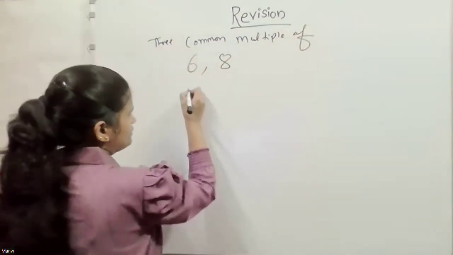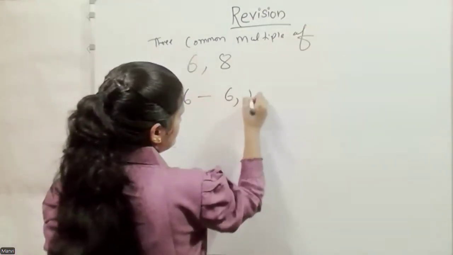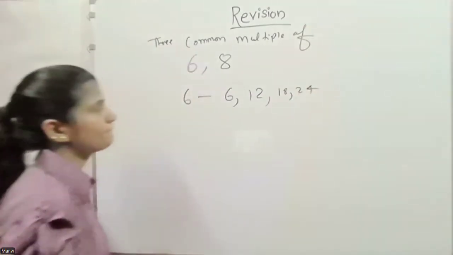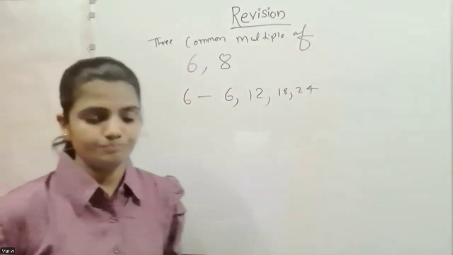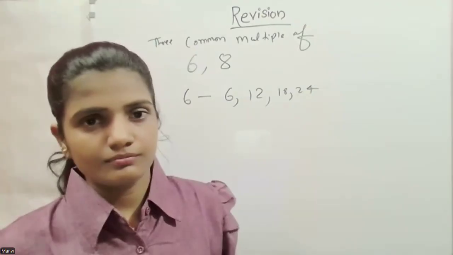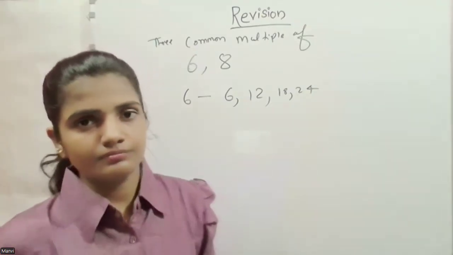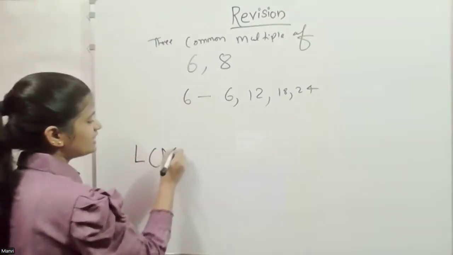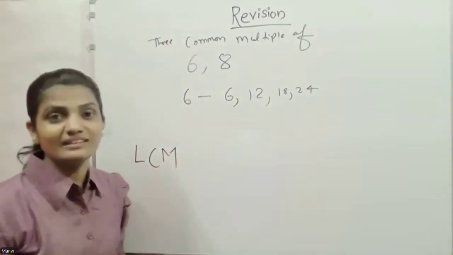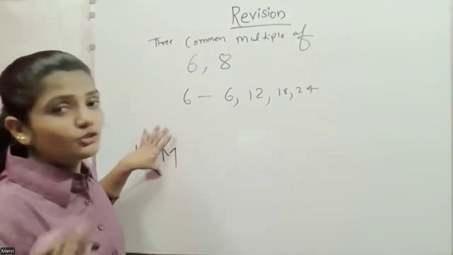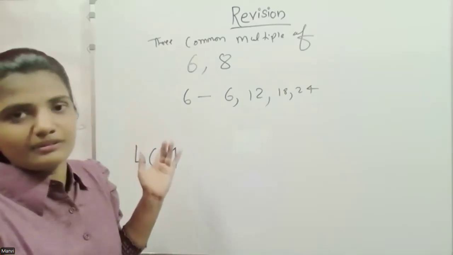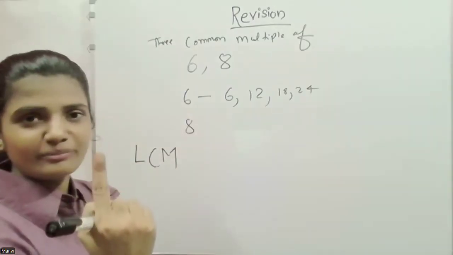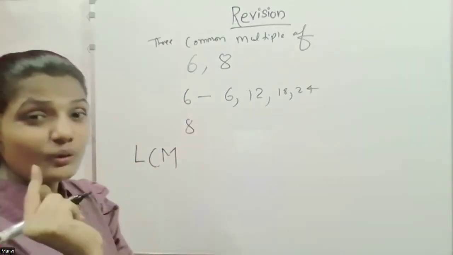So first you started with 6, then 12. And what about the LCM? LCM is actually the least common multiple. For finding the LCM, you don't need to find 2 or 3 common multiples. You just need to find at least 1 common multiple, okay? That is the lowest one.